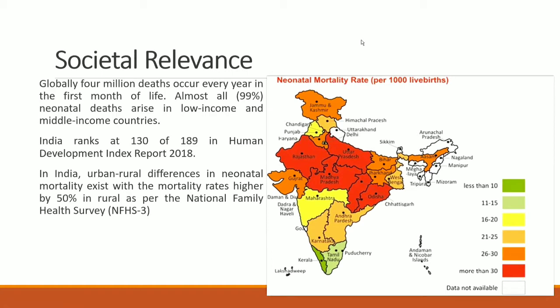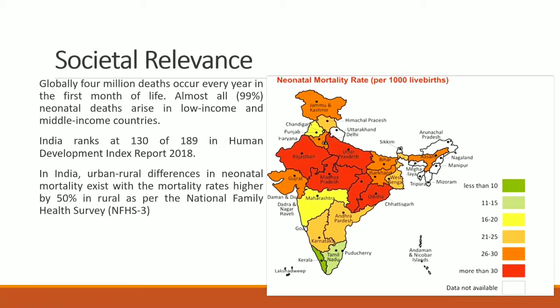Okay, this is the societal relevance for the infant incubator. Globally, 4 million deaths occur every year in the first month of life. Most of the neonatal deaths, almost 99%, arise in low-income and middle-income countries. According to a report of 2018, India ranks 130th out of 189 in the Human Development Index. In India, the neonatal mortality rate is 50% higher in rural areas than in urban areas, as per the National Family Health Survey.